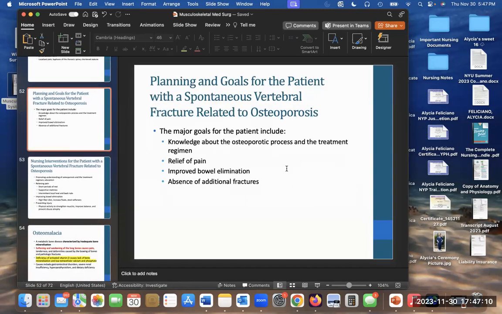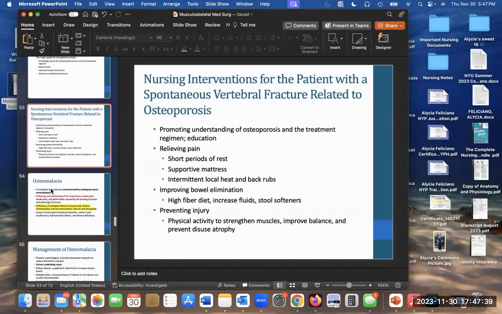Goals, right? Think about it. We want to make sure they understand how osteoporosis works, right? You need to explain it to them. You don't need to get into the fancy terms, but you need to tell them your bone is weak. It's breaking down. And you need to increase calcium and vitamin D to help with preventing that. Okay, so we want to tell them and we want to make sure that they understand why they're doing the things they're doing. Okay, making sure that we can eliminate future fractures and relief of pain.